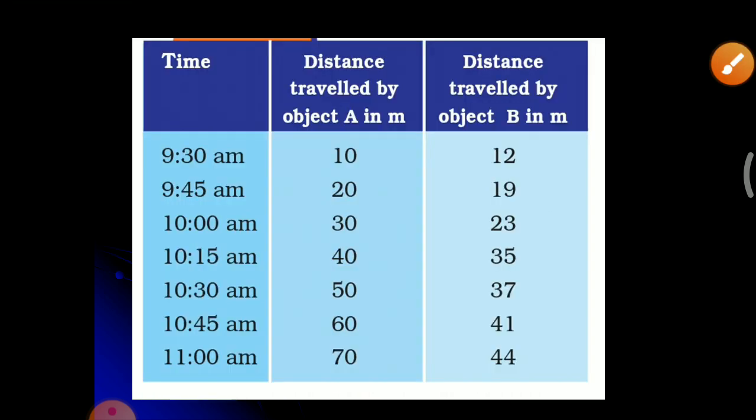I hope you understood what is meant by motion and what is meant by rest, how to define the position of the object, and what is meant by reference point or origin, distance, displacement, and uniform motion and non-uniform motion. What is the difference between the distance and the displacement?